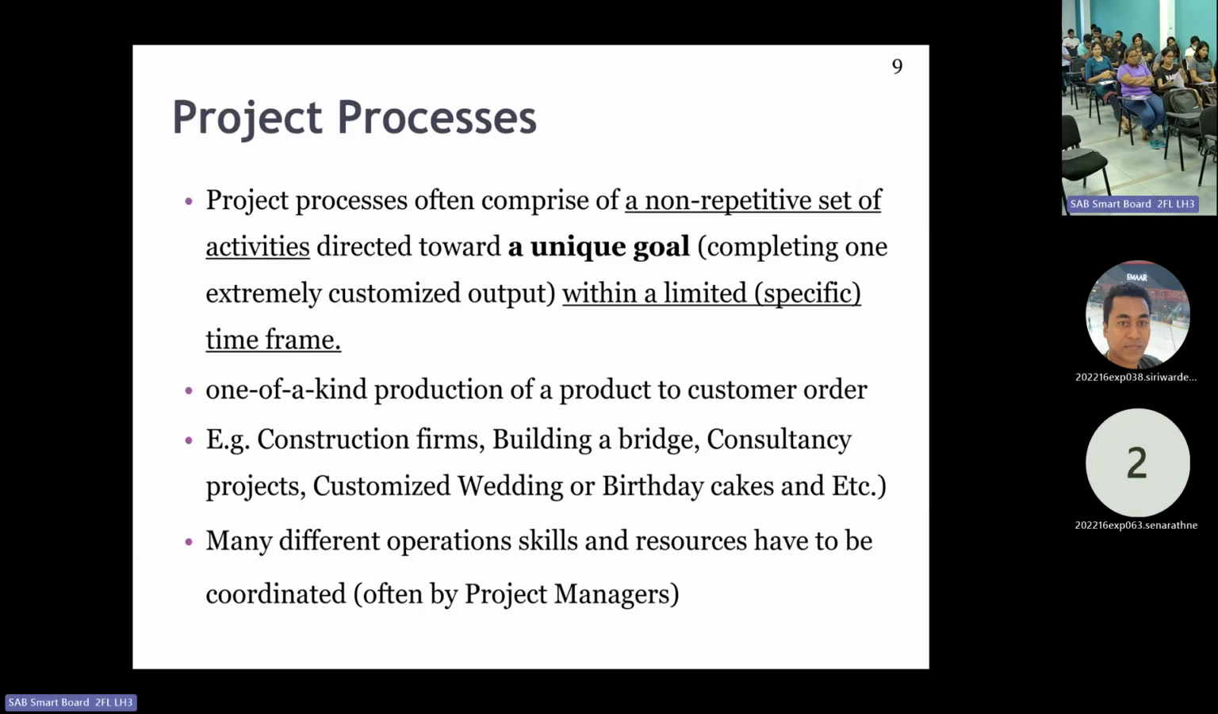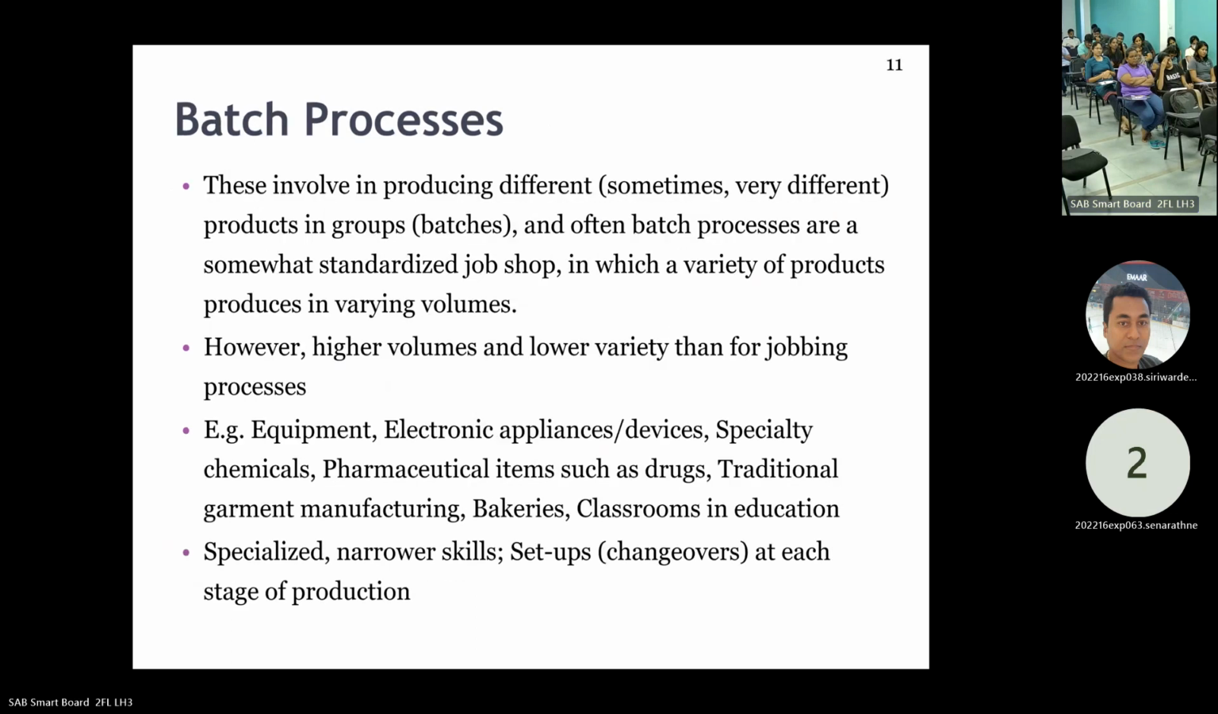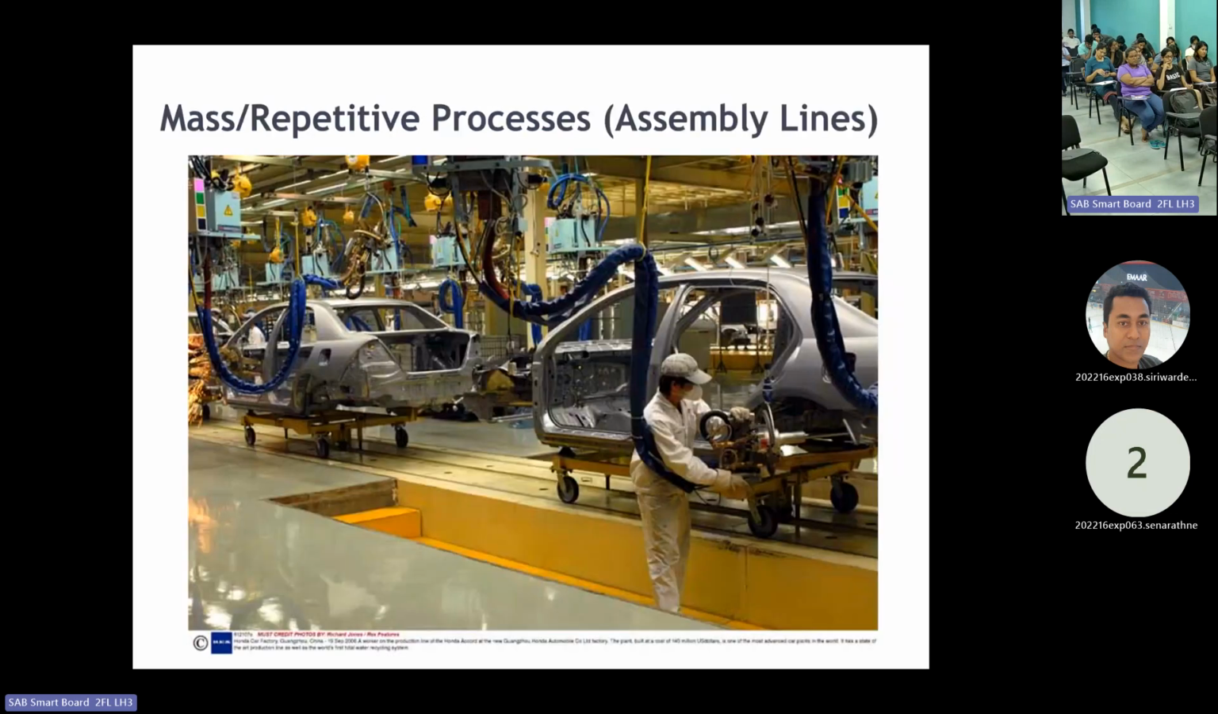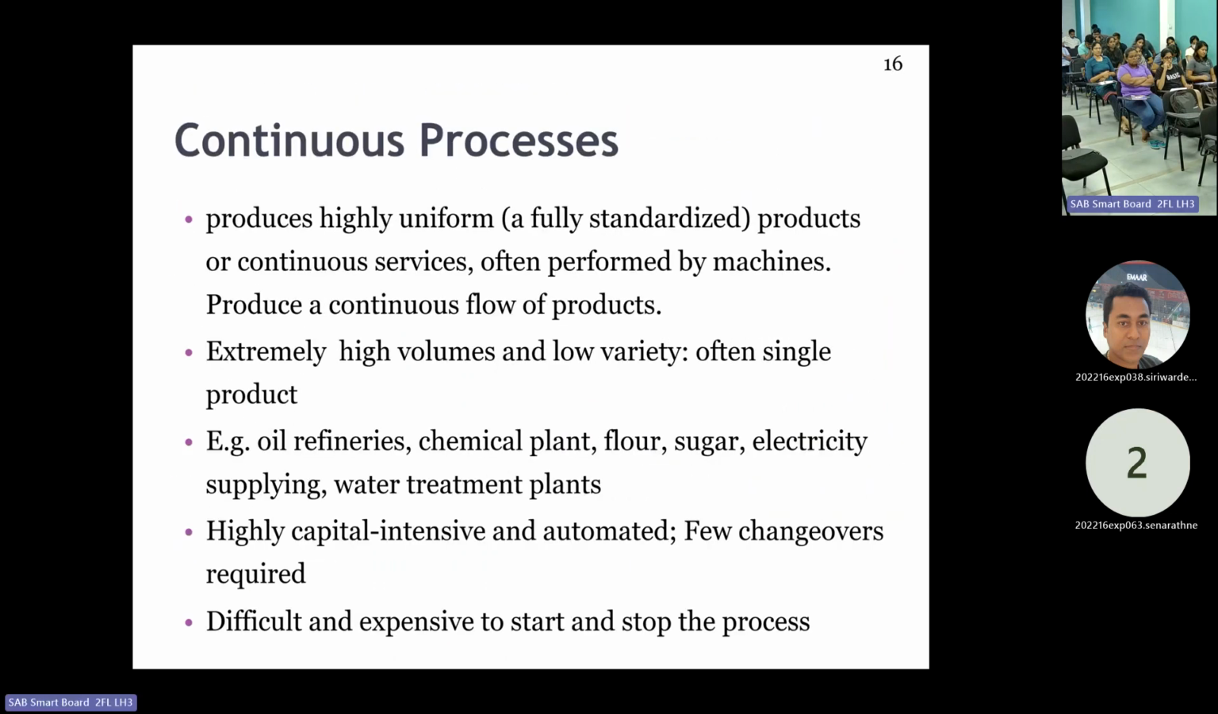Project, what it is. Then the next one is called jobbing, what it is. Some details are given here. I will anyway add a little more details at the end. Batch is the third most commonly used technique. Most of the industrial sectors now depend on batch processing and mass processing, also known as repetitive or assembly lines. And there are continuous processes.